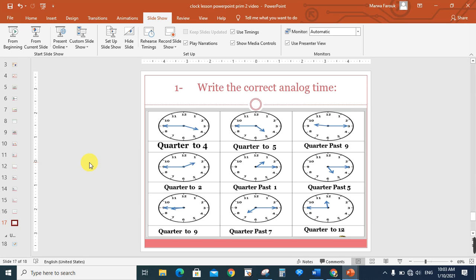Okay, number 8 here, the short hand is on 7 and the long hand is on 3. It's called quarter past 7. And the last one here, the short hand is on 12 and the long hand is on 9. What is this called? Quarter to 12. Super, primary 2. Okay.